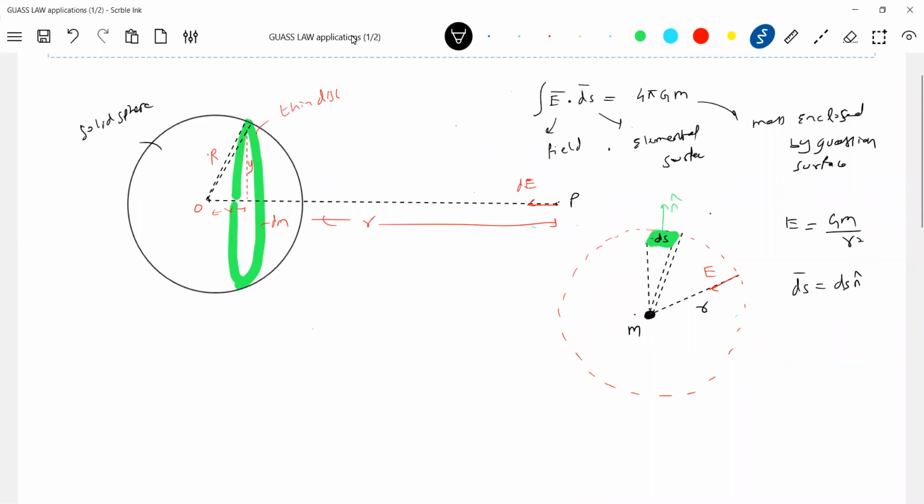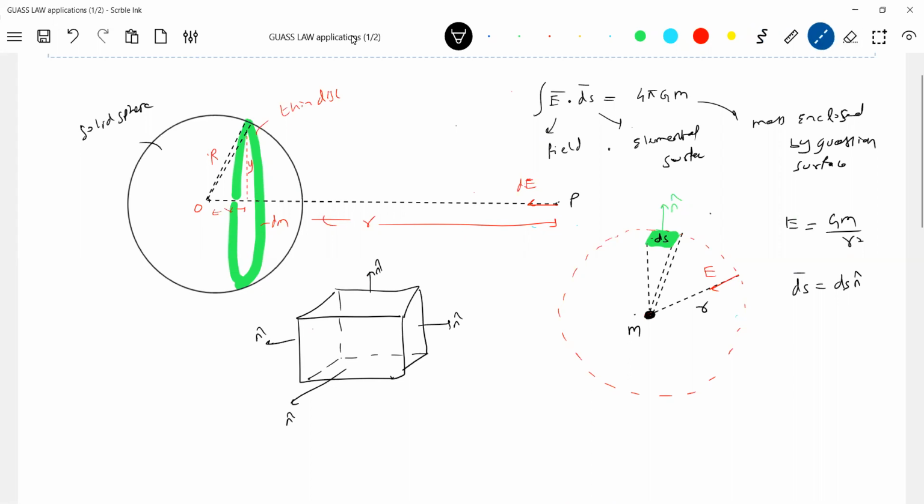Sir, then we do have other types of structures. Suppose a cubical one. This is a cubical box. What about n cap? According to the diagram, I'm able to show only 5 faces. The other one will come in this way. No, 6 faces are there. For all 6 faces, the n cap will come.